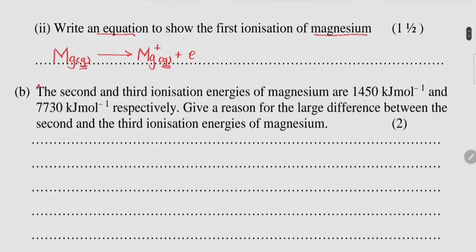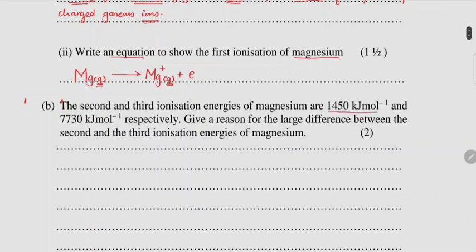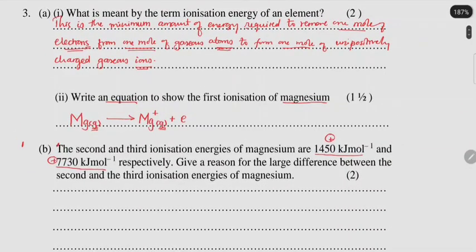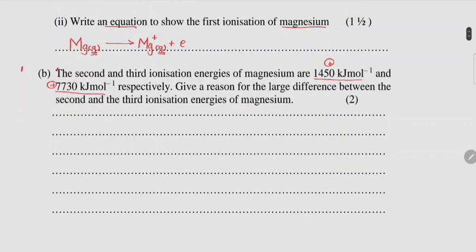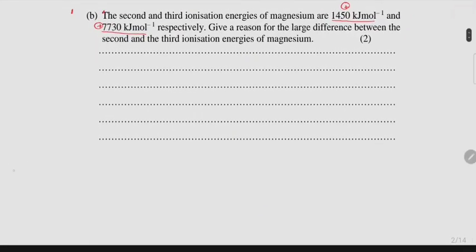Okay. Now the second and third ionization energy of magnesium are 1450 kilojoules per mole and 7730 kilojoules per mole. These are actually positive. It's an endothermic reaction. Minimum amount of energy required. Give a reason for the large difference between the second and third ionization energy of magnesium. If I'm to write the electronic configuration of magnesium, which is 12, right? 1s2, 2s2, 2p6, 3s2. These are 10 plus 2.